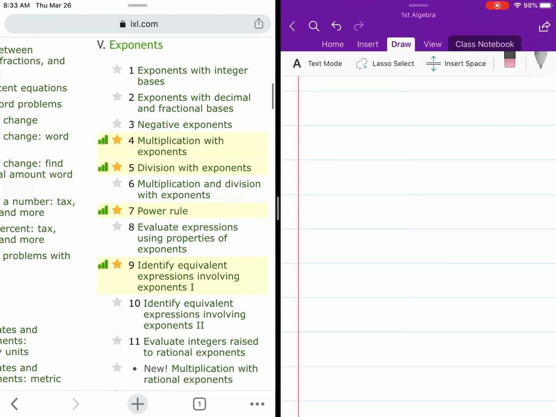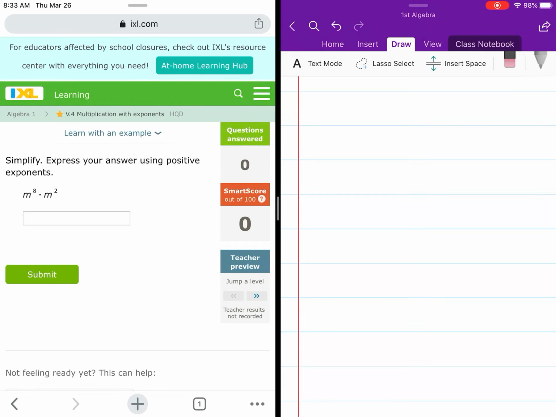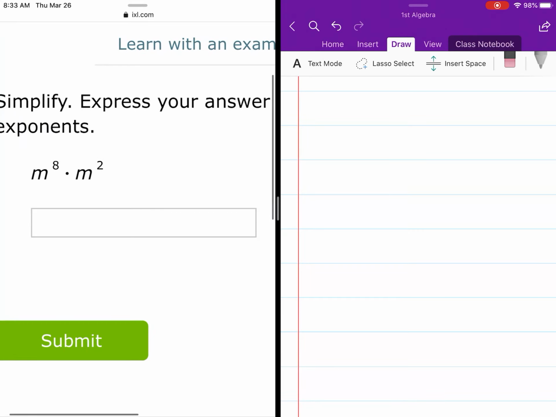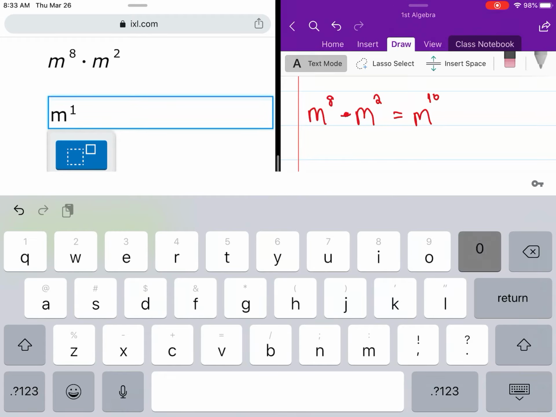So if you go to IXL topic V4, multiplication with exponents, what we are doing here is you're always going to have some sort of variable with exponents on there. If there is no exponent, the exponent is a 1. So here what we are going to be doing is we have m^8 multiplied with m^2. What you are going to do is add the two exponents, giving you the result m^(8+2), m^10. So that's what I'm going to go ahead and type in on my IXL. Type in your m, press this blue box to type in the exponent and your number.